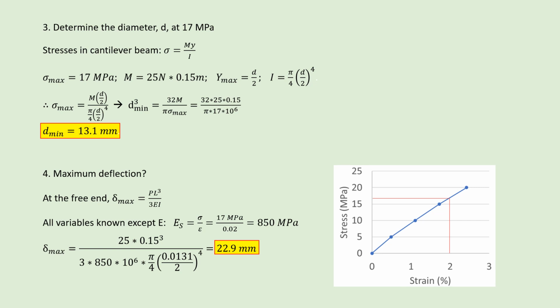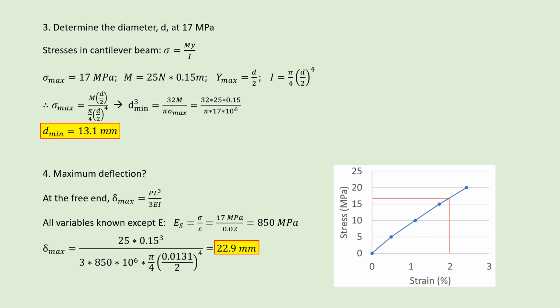Finally, let's look at what the maximum deflection in the beam is. And we know that deflection at the free end of a beam is defined by this equation over here, where delta max is equivalent to PL cubed divided by 3EI, where P is the load, L is the length of the beam, E is Young's modulus, and I is the second moment area. We know P, we know L, we know I, all from either the information given or what we found out previously in the problem. What we're missing is E, this Young's modulus.